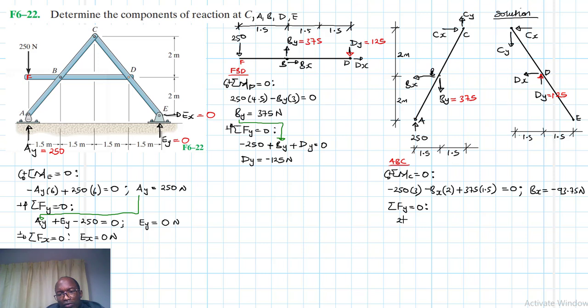Then we have summation of forces in the y equal to 0. What do we have? We have 250, of course, going up being our reference. We have 250 minus 375 plus Cy equal to 0. Right. Therefore, our Cy is just going to be equal to 250 minus 375. This gives us a 125 newtons.